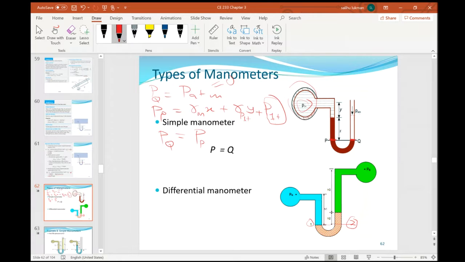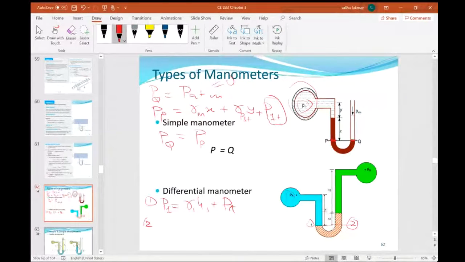And let's develop the pressure expression of point one, which is, let's say, P1. It's going to be the height of this fluid, okay? The height H1, okay? I'll call it gamma one, H1. And then plus the pressure in the gauge here, okay? Which is PA. We'll do the same thing for point two, okay? Which is the height H2 of this one.